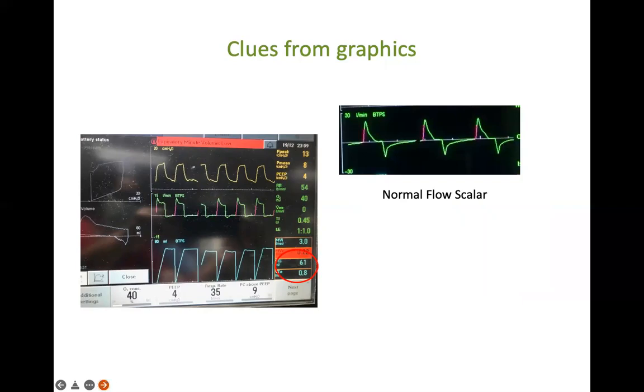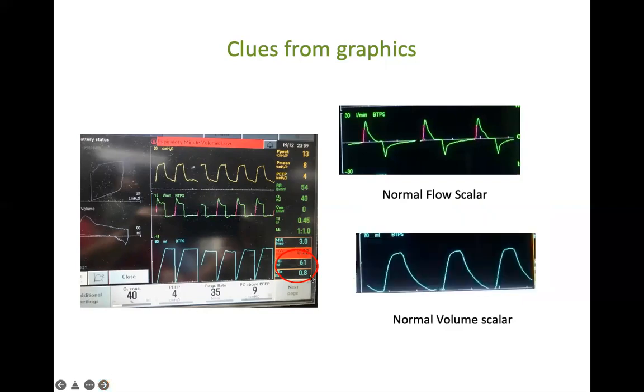And that is again corroborated by your volume scalar. Volume scalar normally should have an upstroke and a downstroke. It's like a sloping stroke. But here, what are you finding? Straight lines. But normally with a leak, you will have a small straight line. Here, that's a huge straight line. Means there is a huge leak. So you can see here, the inspired tidal volume is 61. The expired tidal volume is only 0.8. So what does that mean? Your tube is out. So it is either a tube out or a circuit disconnect.